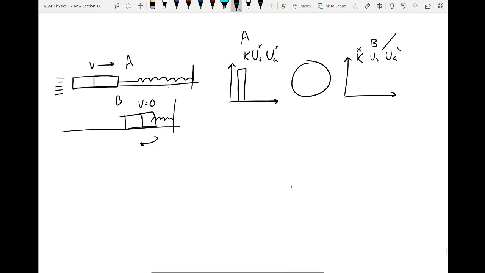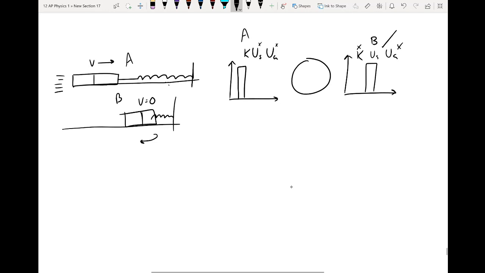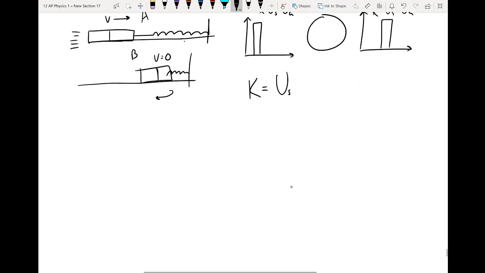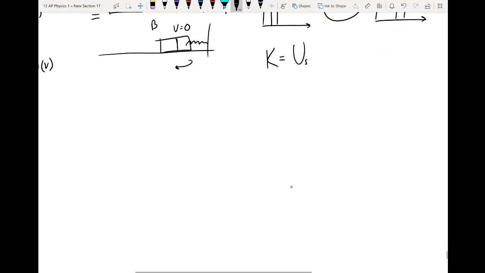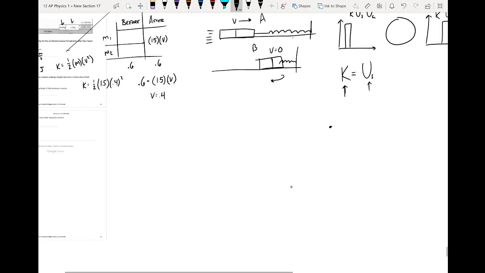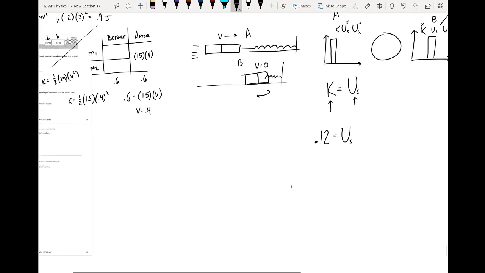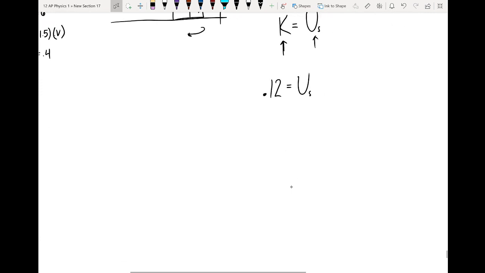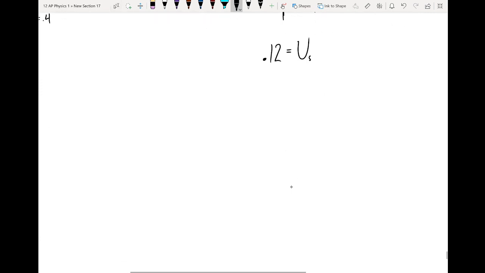Yes, we have spring potential. Again, we're not going to worry about gravitational. So our kinetic energy is all converted into the spring potential energy. So if we can figure out the kinetic energy, we can figure out the potential energy. And we did figure out the kinetic energy. We said the kinetic energy is 0.12 joules. So our total kinetic energy at the beginning equals our total spring potential energy at the end. So we have 0.12 joules is equal to the spring potential energy.